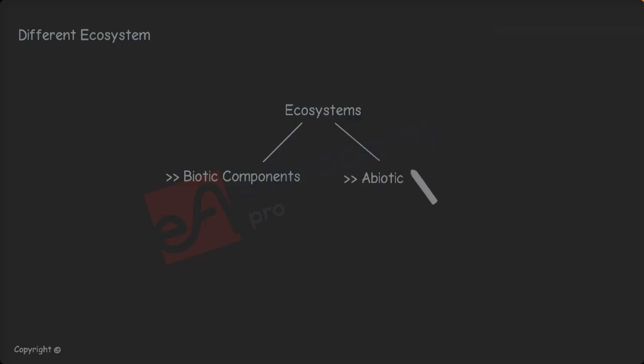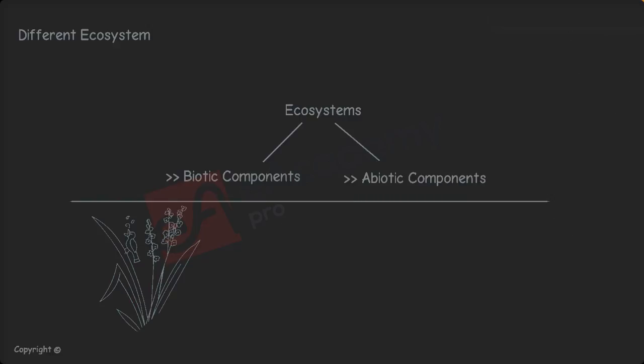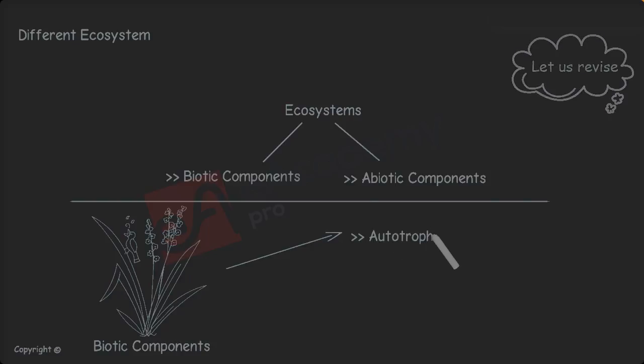Let us revise. Number 1. From the structure point of view, all ecosystems consist of the following basic components: biotic and abiotic components. Number 2. From nutrition point of view, the biotic components can be grouped into two basic components: autotrophic and heterotrophic components.